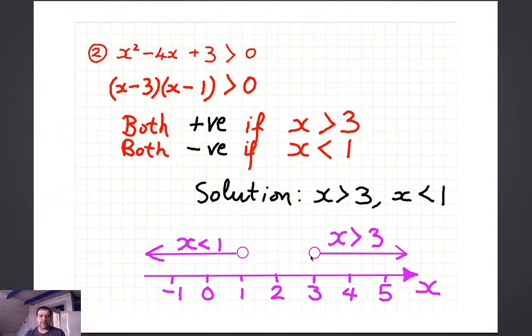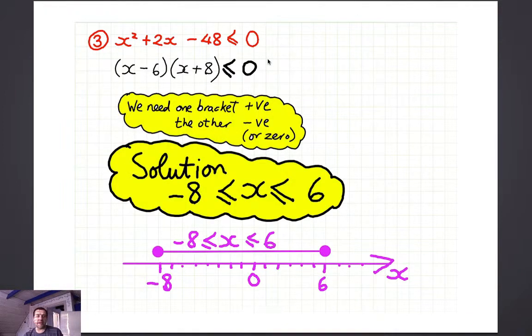And I haven't filled in the circles because x isn't allowed to exactly equal 1 or 3, because the whole thing has to be greater than 0 rather than greater than or equal to 0. And here's question 3.